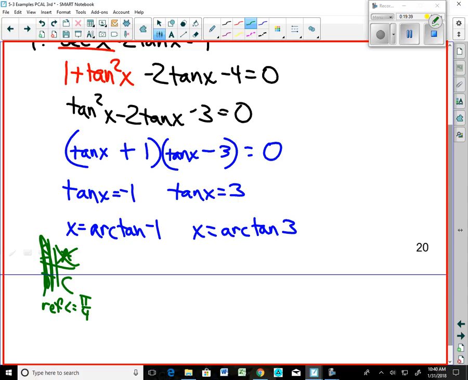Pi over 4 is the reference angle there. And since it's down there in that lower quadrant, that's going to be negative pi over 4. So for this left one, x equals negative pi over 4 plus pi n. And that's how we'll get to the rest of them.